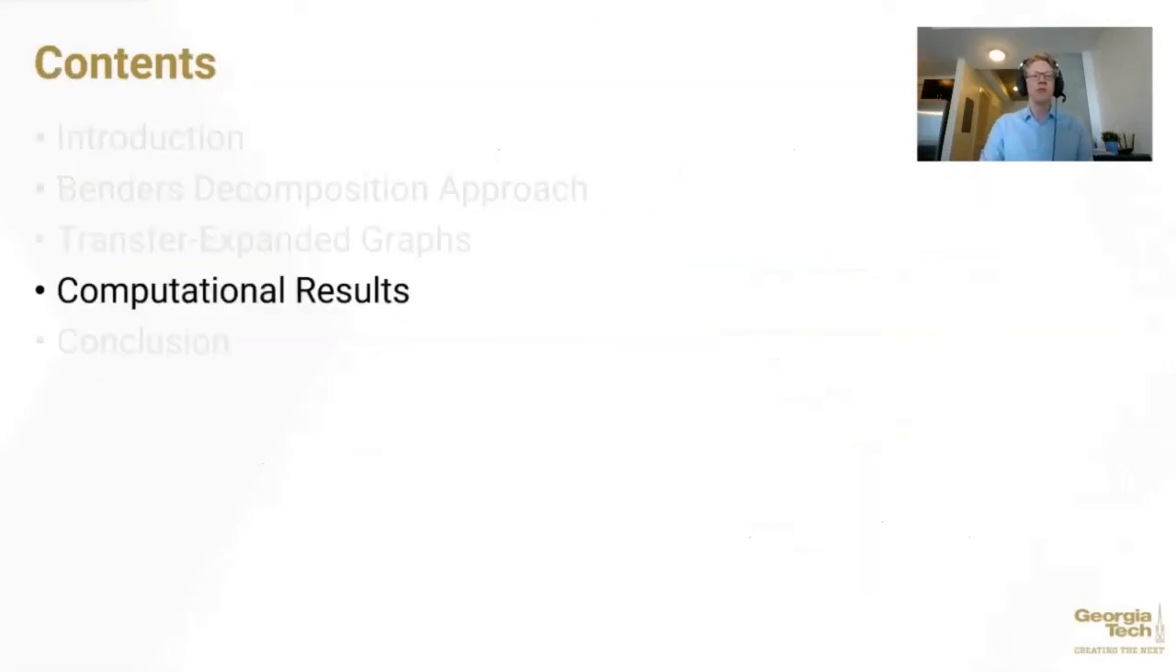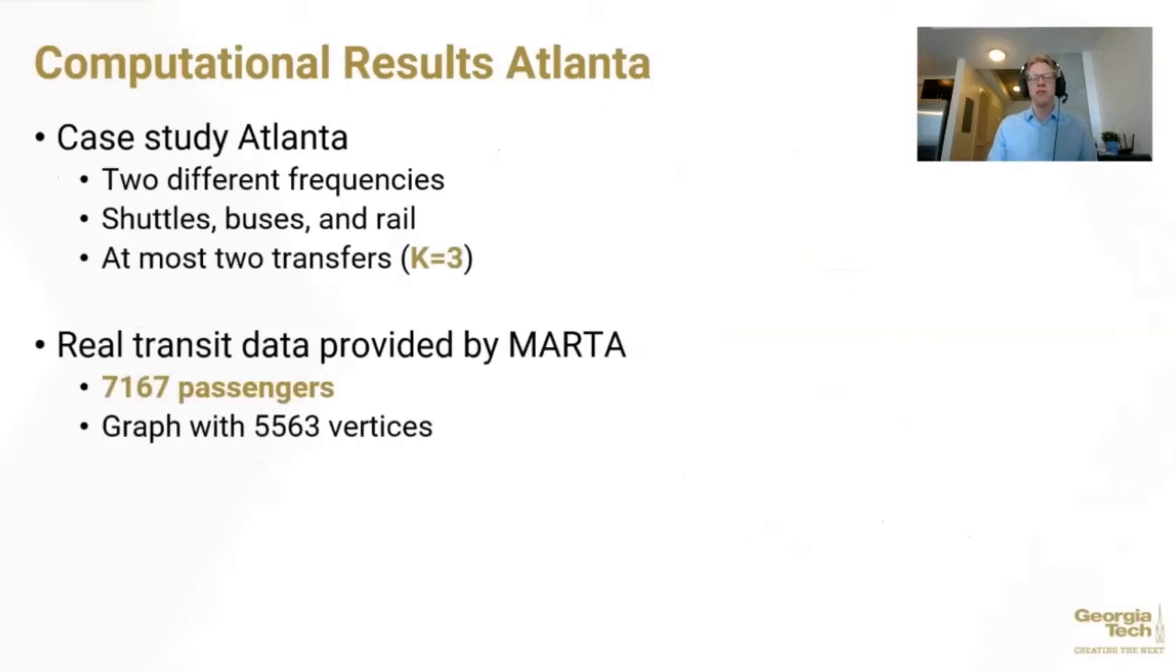So now some computational results. We did a case study for Atlanta. Details are in the paper, but basically we have two different frequencies for the buses. We have shuttles, buses, trains, and we do at most 2 transfers. And we use real transit data, which is provided by MARTA, which is the local public transit provider. We're talking about 7,000 passengers, and we have a graph with about 5,000 different locations.